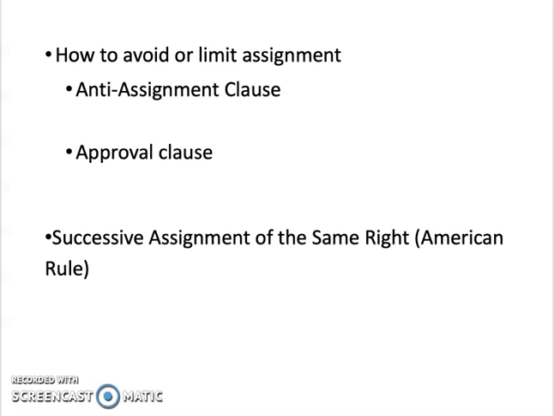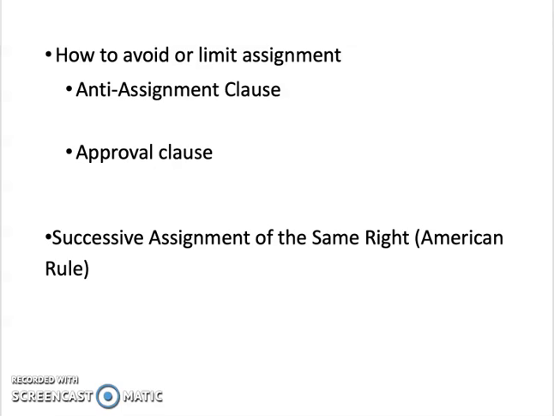Okay, so can we avoid an assignment of rights? Because generally how the law is going to view assignment is, unless it falls under one of those categories of contracts that we've already talked about, or unless we do one of these two things listed here, the contract can be assigned. So if we are entering into a contract or drafting a contract on behalf of a client, this would be something we would ask them. Do they want to avoid assignment? And there's two different ways you can do that. One is through an anti-assignment clause.